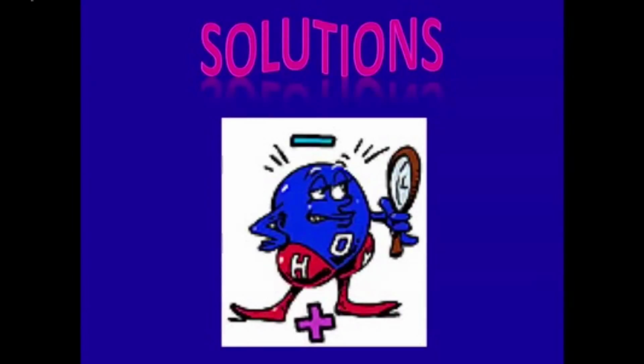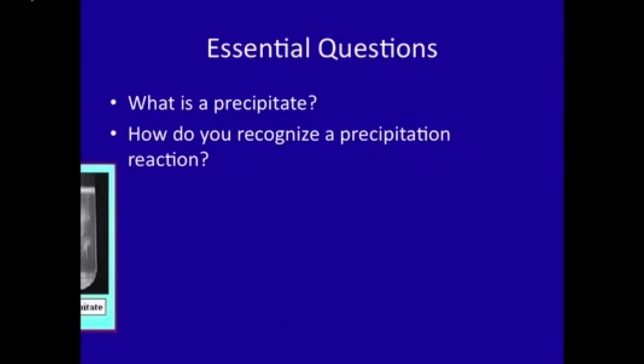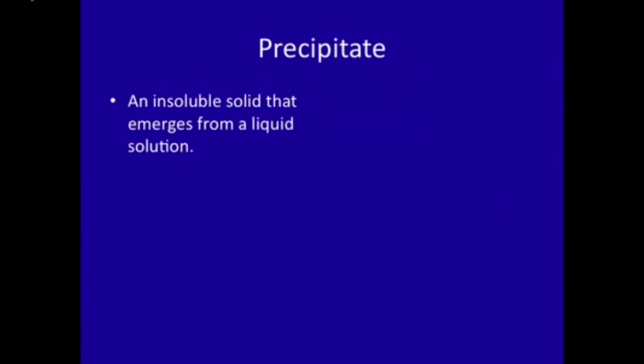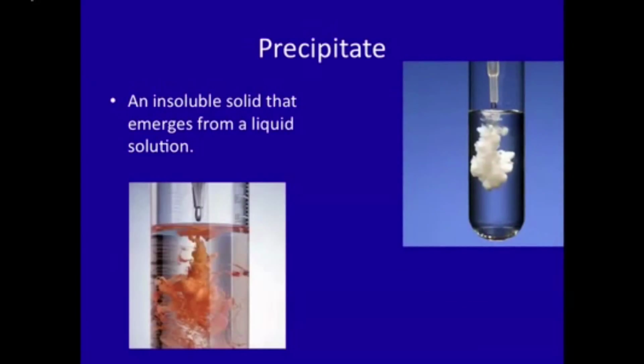Topic for this video, solutions. The essential questions are, what is a precipitate and how do you recognize a precipitation reaction? I know a lot of you see precipitation and think about weather, like rain, snow, things like that, but it actually has a different definition in chemistry. A precipitate is an insoluble solid starting to fall down, and here are some pictures of that happening.